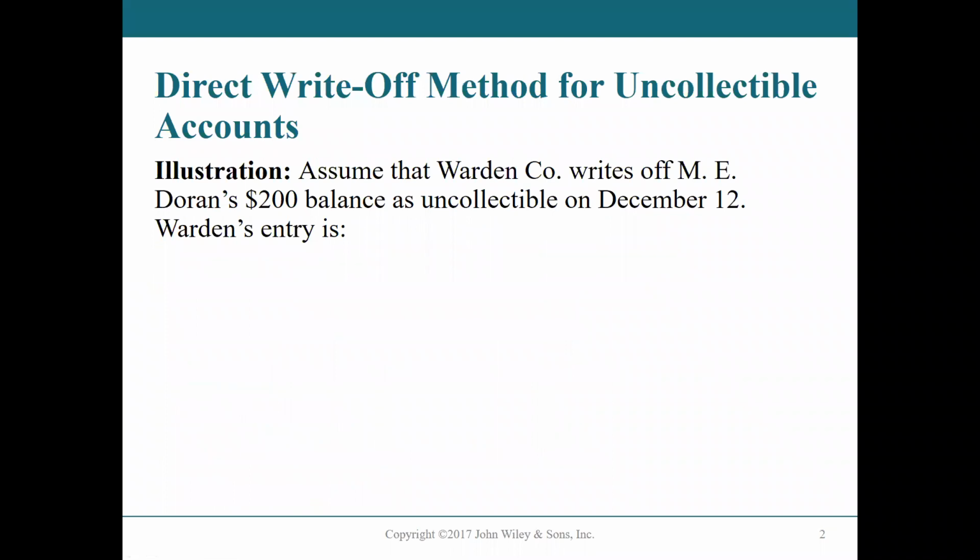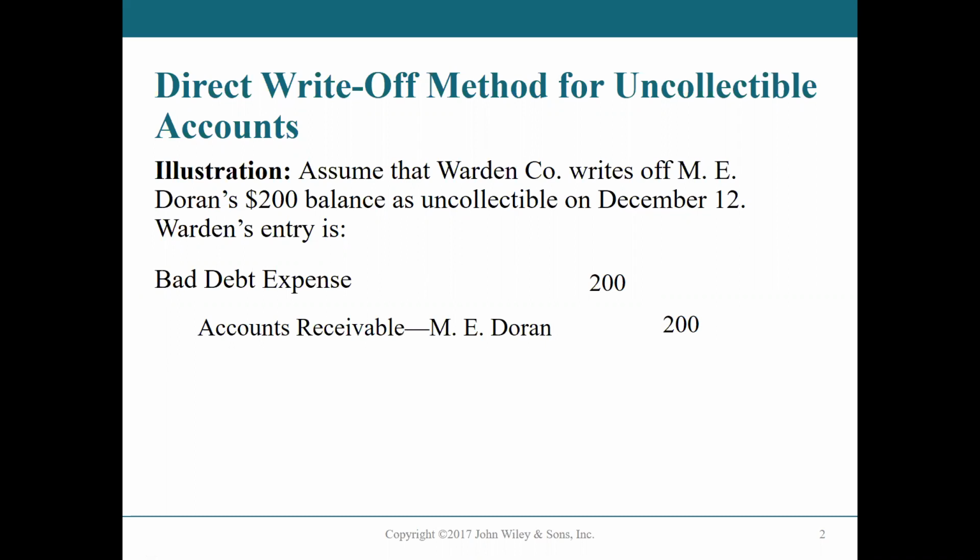All right. So, for whatever reason, they want to illustrate this direct write-off method. So here we have the Warden Company. They write off a $200 balance. So what they're going to do is debit the bad debt expense and credit accounts receivable. Again, that wouldn't be that big of a deal if you were writing off the debt in the same year, the same financial period in which the revenue occurred. It would be fine. It becomes a problem when we cross financial periods.